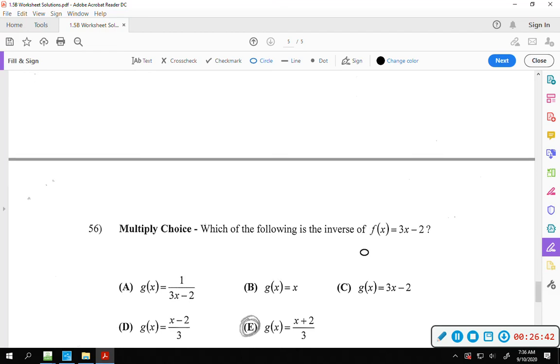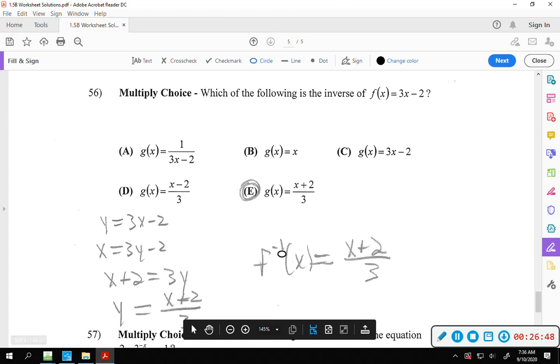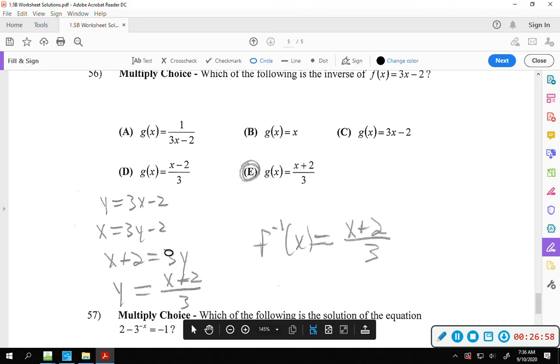56. Which of the following is the inverse? I show the work right here. Now, I do check multiple choice carefully. And if you simply just circle an answer, I'm going to have a problem with that. You should be showing some work. I'm not saying every single step here, but you should certainly be showing this step. X and Y switched. Add the 2 to the other side, divide by 3. There it is. Okay? That's the inverse function.